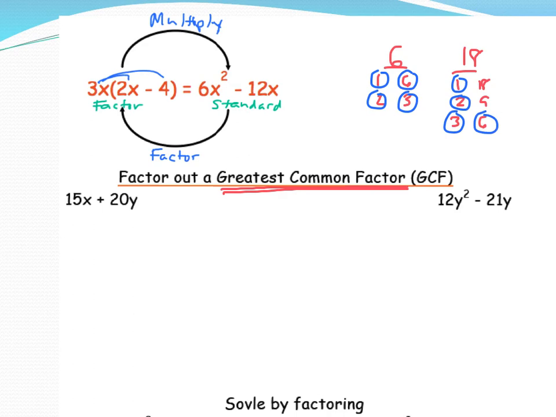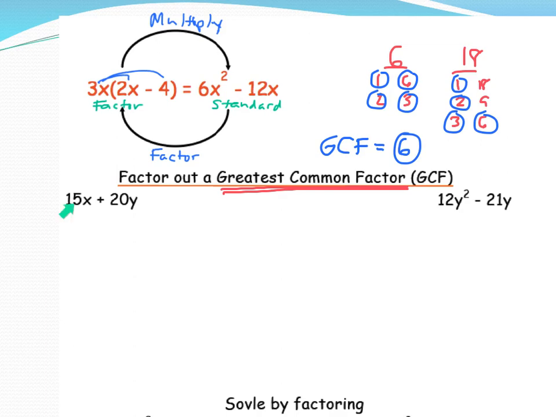Now the question is, what's the greatest common factor? The GCF between those two numbers would be 6. So when I find a greatest common factor, I'm going to look at what is the greatest factor that these two numbers have in common. I can also do the same thing with variables, and I'll talk about that in a second. So let's take a look at this first example.